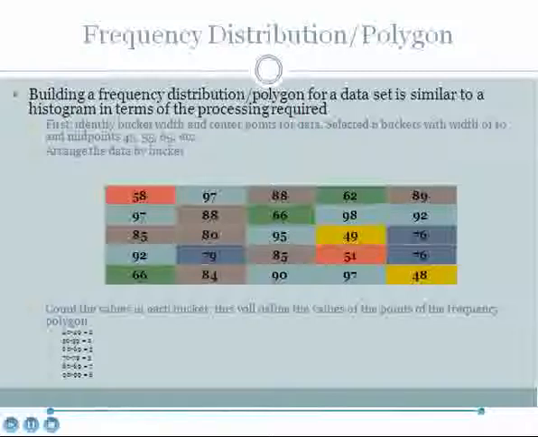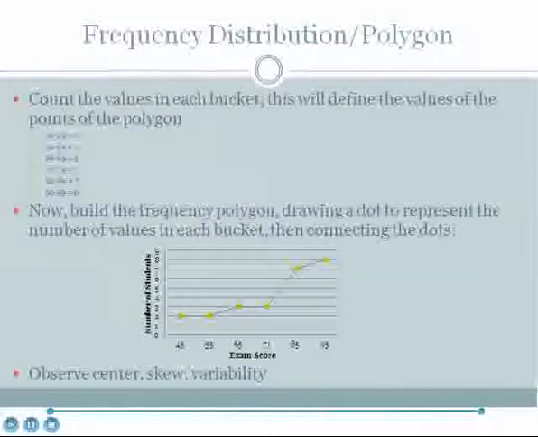As a result, arranging the data by bucket gives the same color-coded map. And there are the same number of values in each bucket. Let's examine the frequency distribution or frequency polygon. Building the polygon, we draw a dot to represent the number of values in each bucket and then connect the dots with a line. Again, we see the same trends.